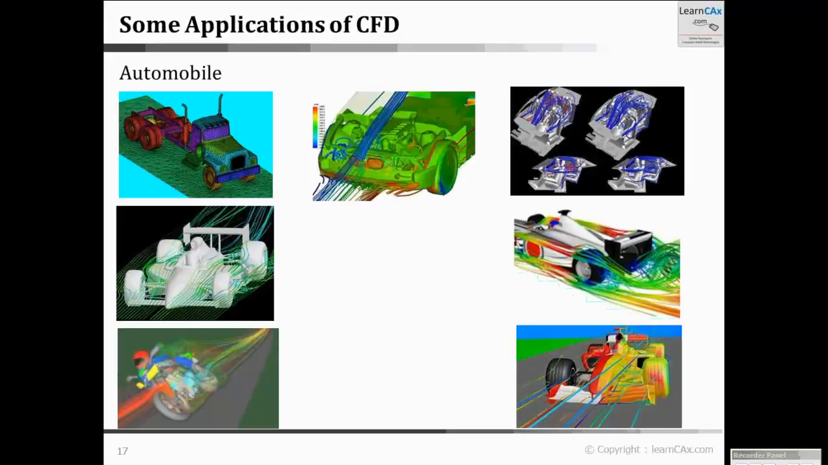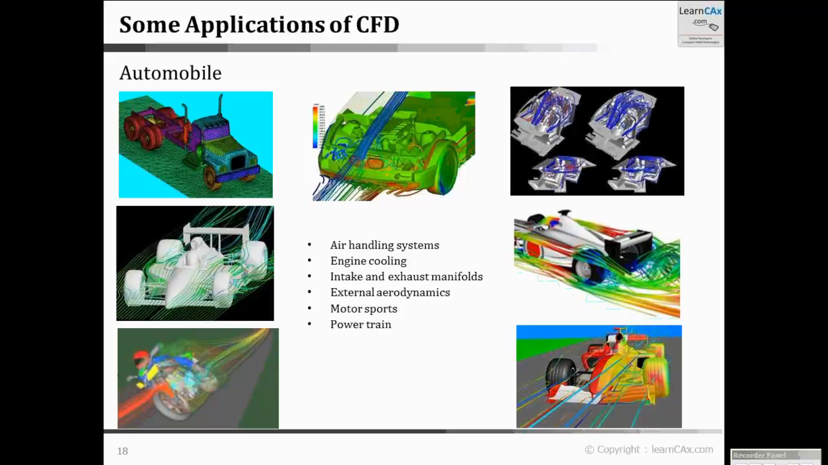So now we will see some of the applications of CFD in various popular fields or various industrial fields. Within the automobile field, CFD is used for modeling air handling systems or engine cooling type of problem, exhaust and intake manifolds, for modeling external aerodynamics. In motorsports, it is widely used, and also in modeling combustions, as well as indoor and outdoor passenger comfort.